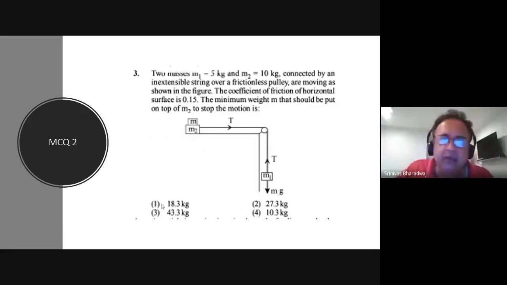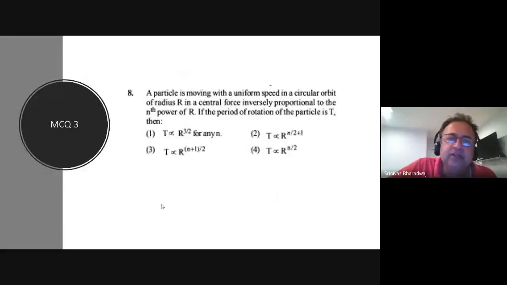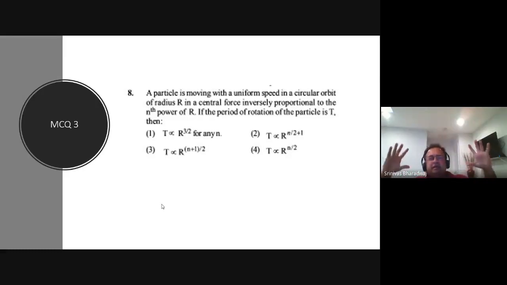Okay. Now this question is also very simple. A particle is moving with a uniform speed in a circular orbit of radius r. Okay. So here's uniform circular motion, circular orbit, right? See, this is a standard gravitation question, okay, of radius r in a central force inversely proportional to the nth power of r. Okay, now he is complicating it for you. Okay, so what is he doing?